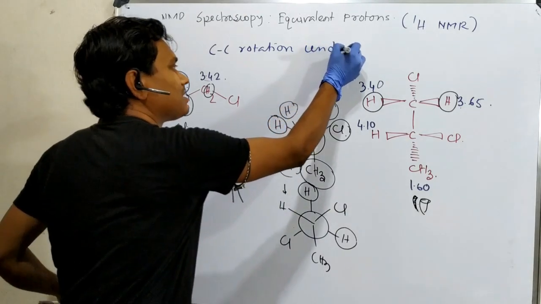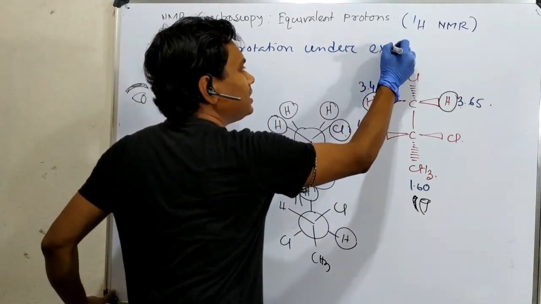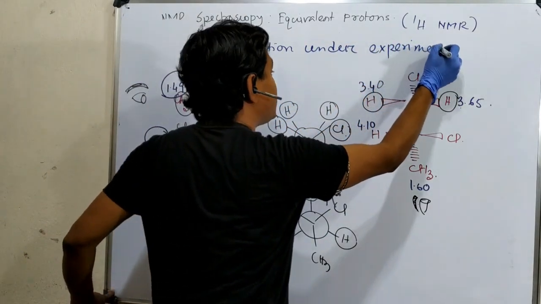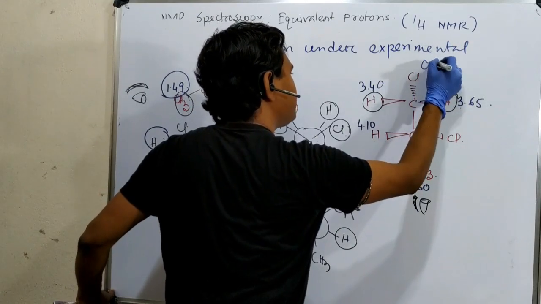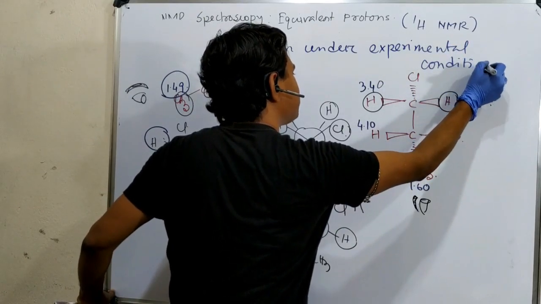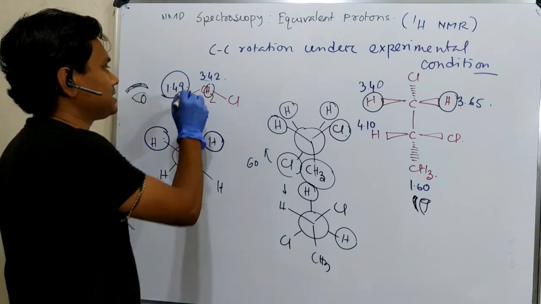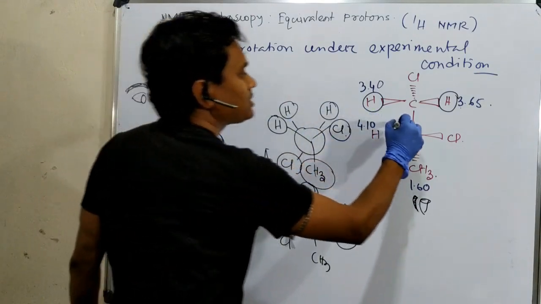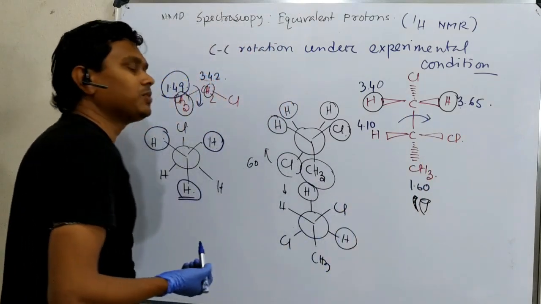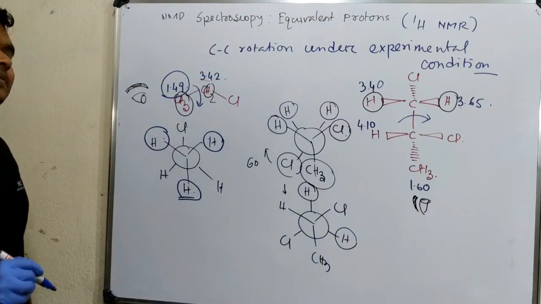under experimental condition. This is very important. What do I mean by that statement? See, CC bond rotation is possible in both cases. Means in this case this CC bond, in this case this one. We know that an sp3 CC bond can rotate, but this rotation has some conditions.